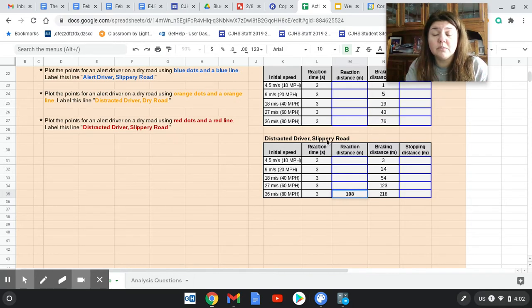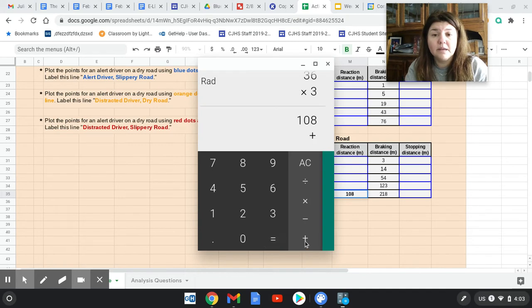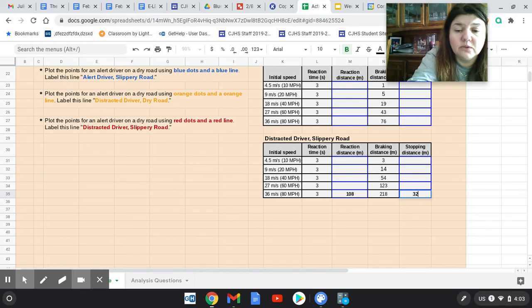Now, because the road is slippery, there's less friction, so the braking distance is also going to be longer. This says it's 218 meters for the braking distance. So to get the total stopping distance, I have to add the reaction distance plus the braking distance. So 108 plus 218, that is 326. So right here, I'm going to type 326.